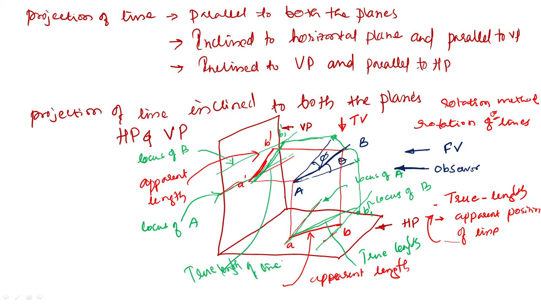Now if you rotate the horizontal plane 90 degrees downwards, let us look at how you are going to get the views. Now the projection of the line in front view as well as in top view. Just draw here.